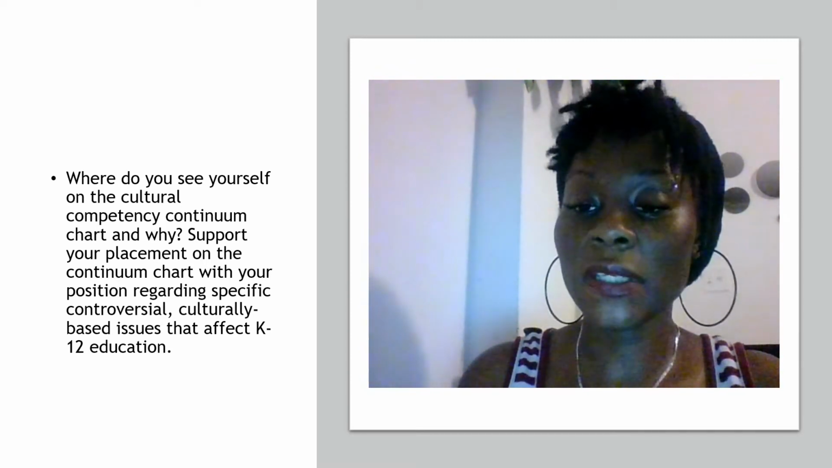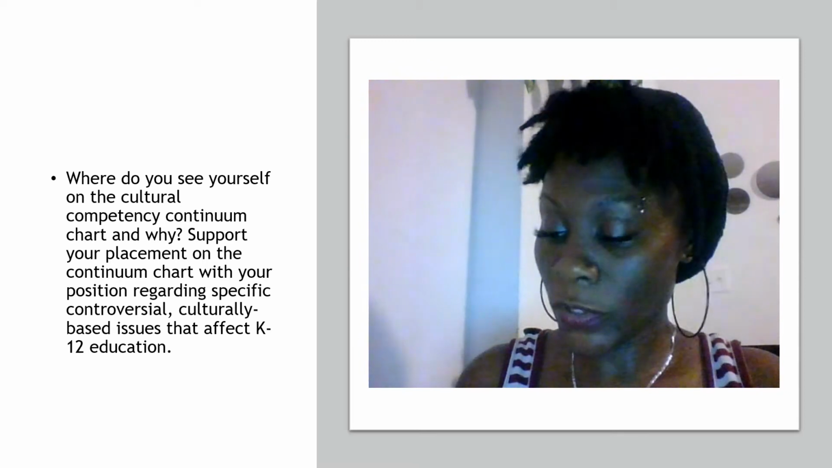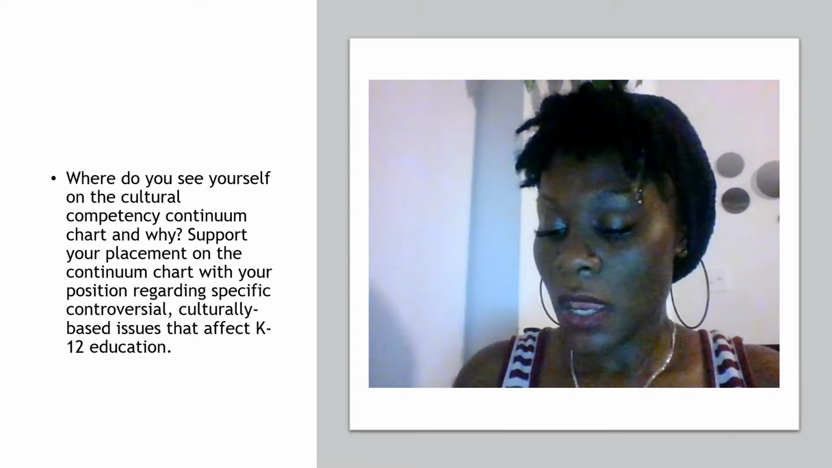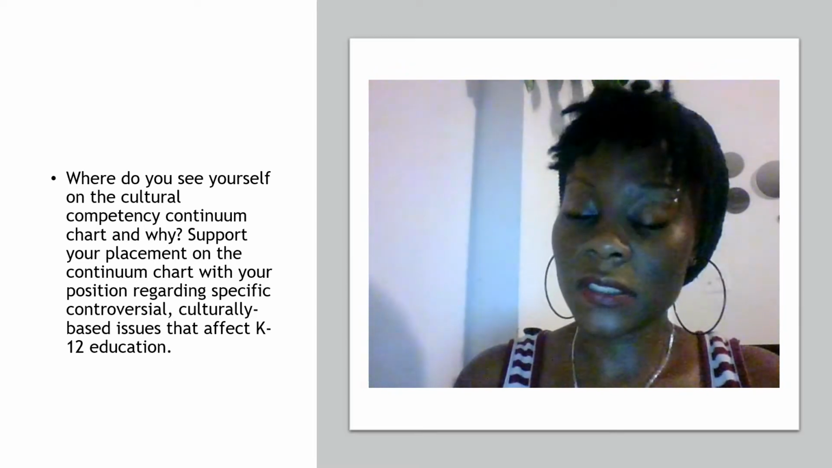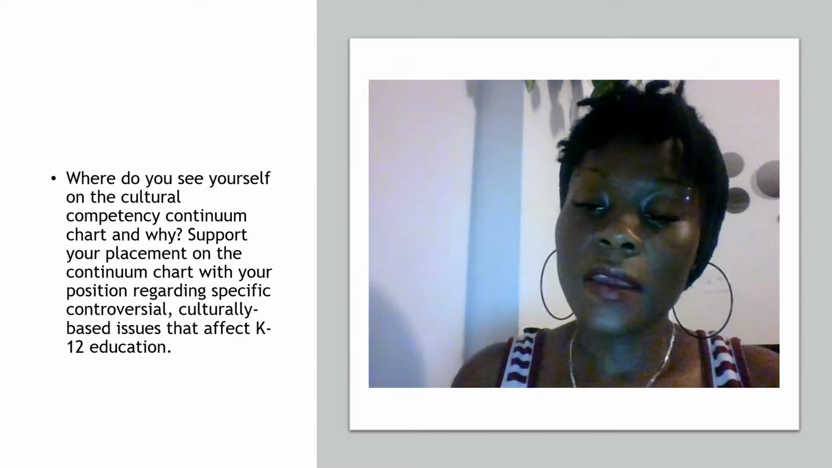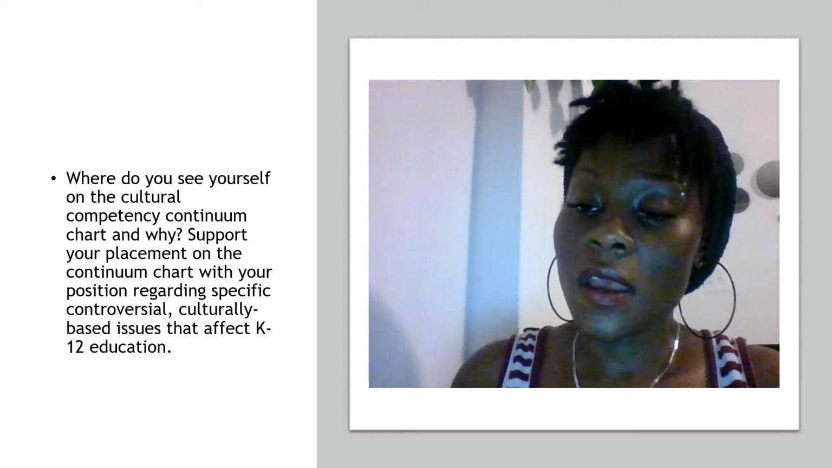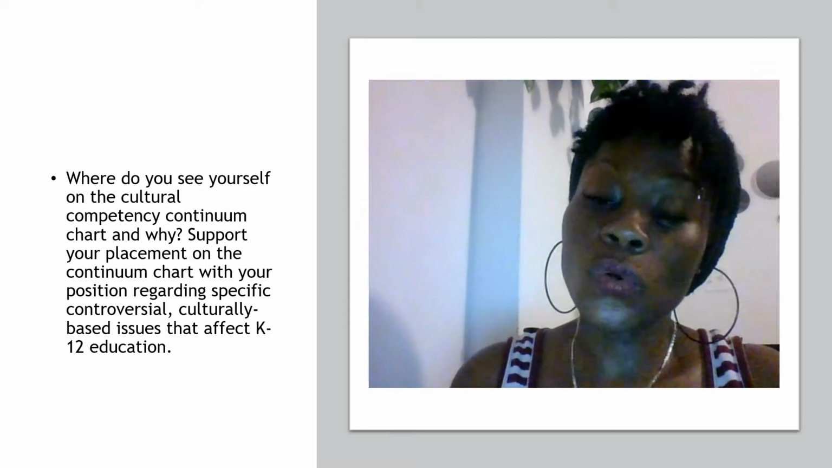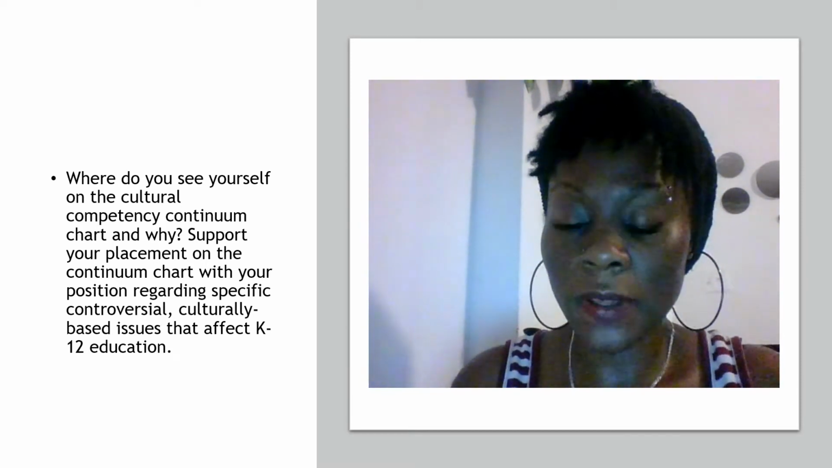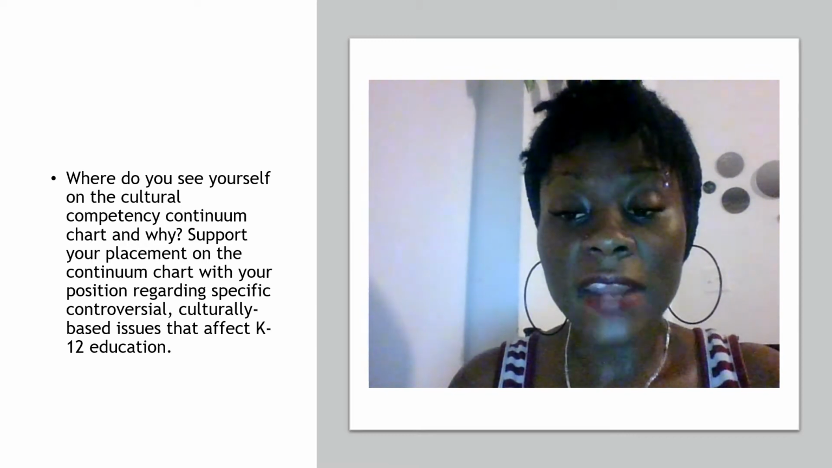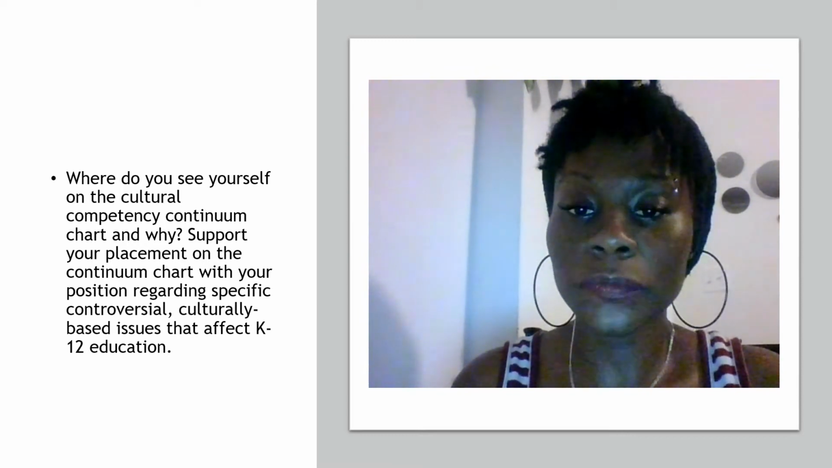So for question number two, I see myself as culturally competent on the cultural competency continuum chart. I have the willingness to engage with others, to integrate their values, beliefs, and associated needs into decision making and actions. I understand that having good intentions is not enough to reach the students in my class who are from diverse backgrounds, but it is through my actions that are seen and felt by students in the classroom.